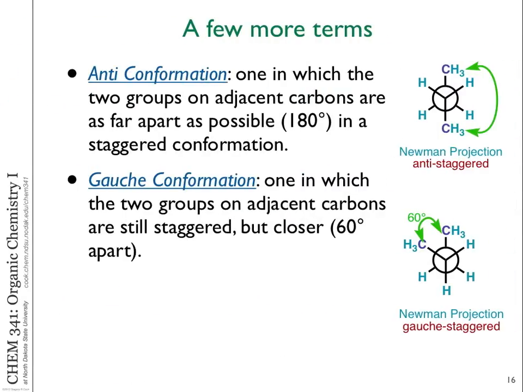Well, just to remind you, I talked about a couple new terms here. When we have groups that are differently substituted on either end of the bond we're looking at, if they're 180 degrees apart in the staggered conformation, that's the anti-conformation. And if they are getting closer together but still staggered, 60 degrees apart, we refer to that as the gauche conformation. And sometimes you'll hear me say a gauche interaction. I'm talking about an interaction between bonds which are 60 degrees apart. Okay, not 180 degrees apart.